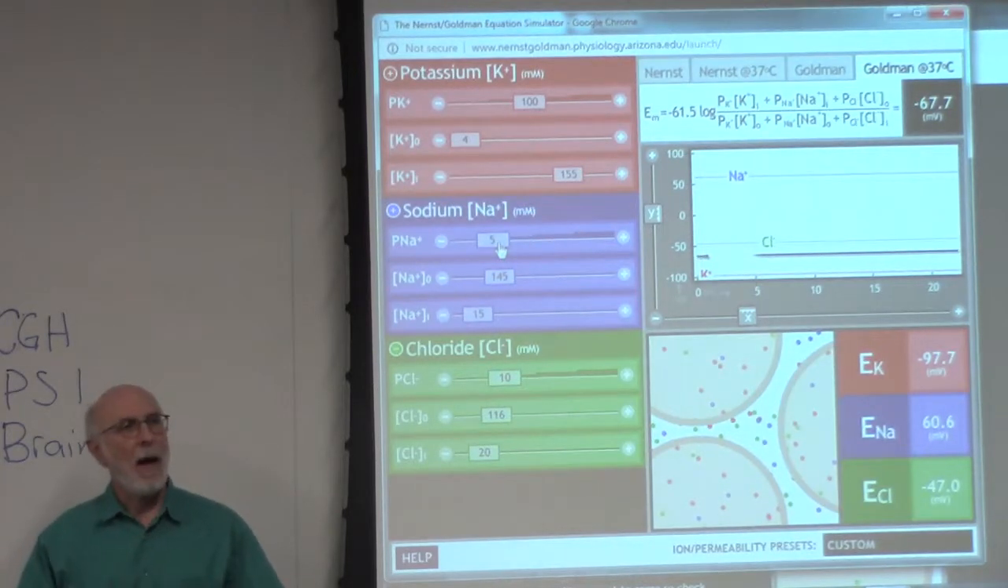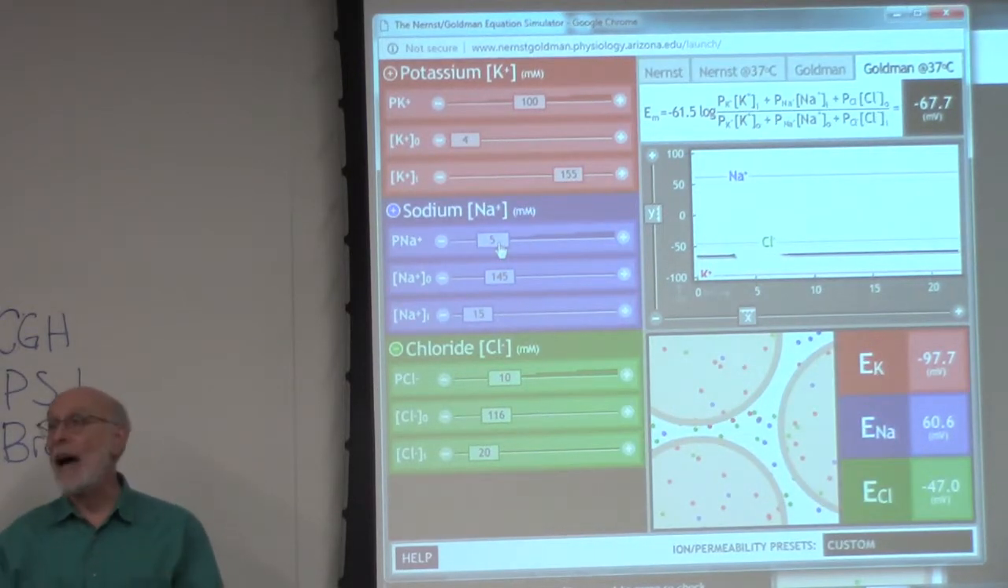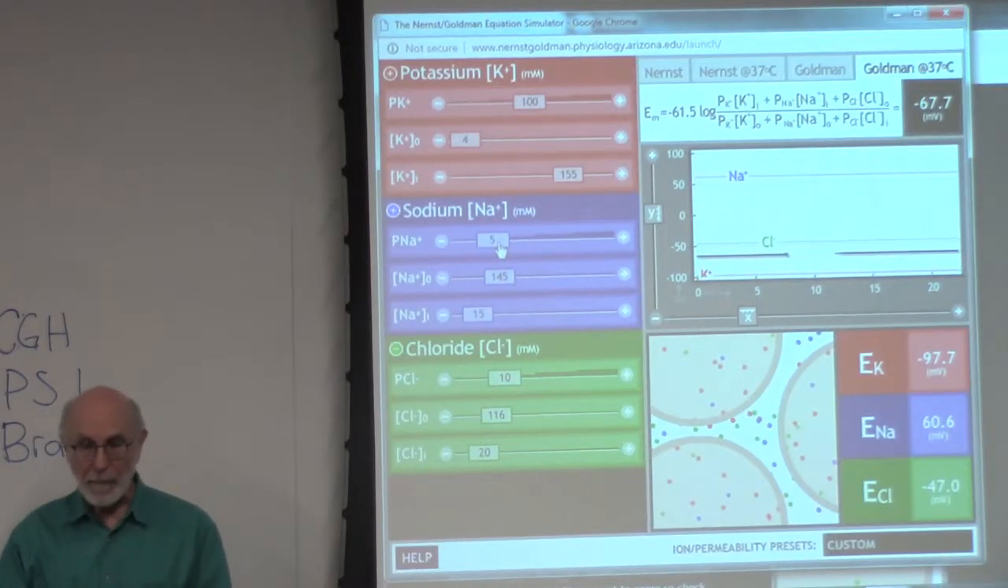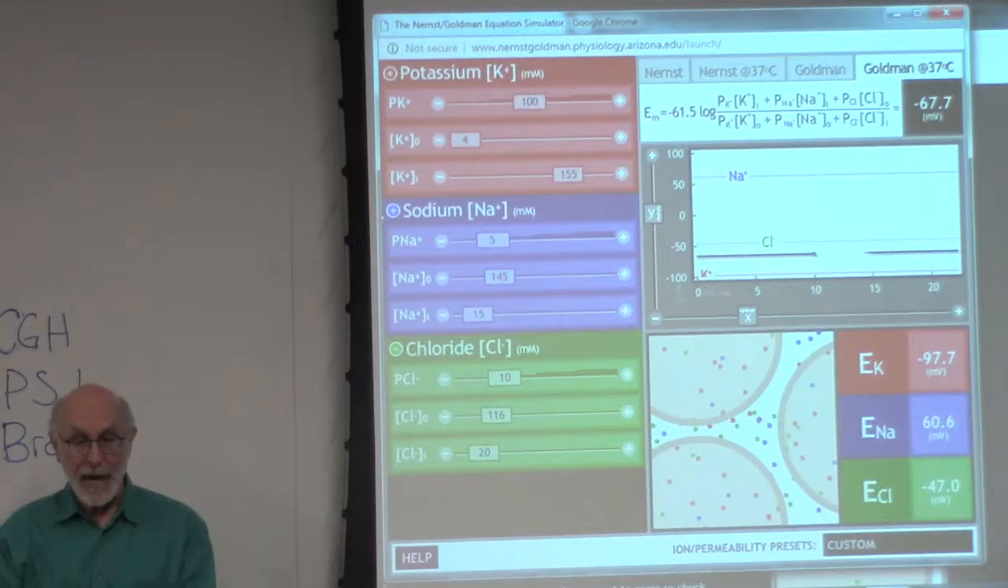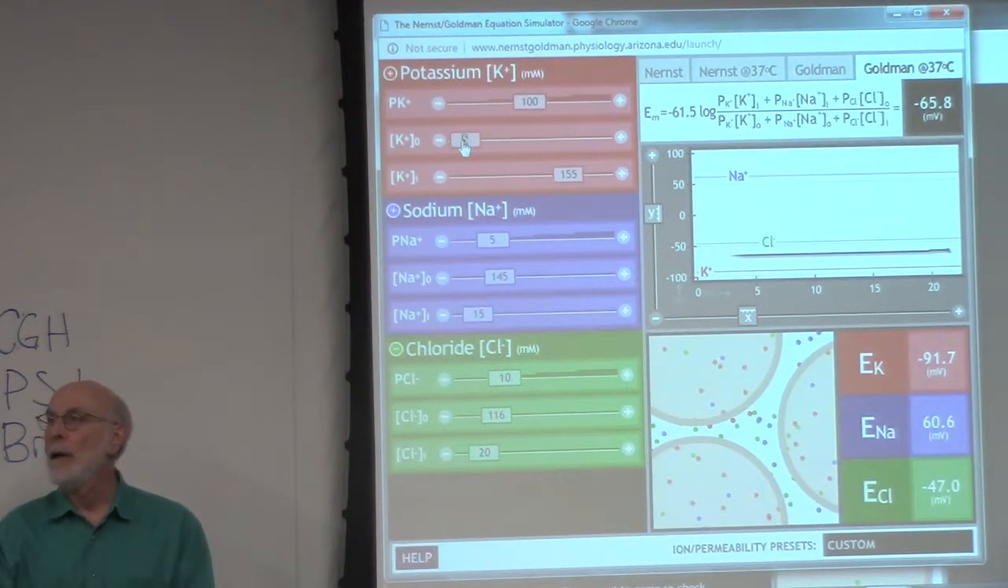I want you to learn about membrane potentials using this calculator. This is a calculator. That's all it is. If I ask you to change the potassium concentration, you'd say, well, which one? And you'd look at it and change the extracellular potassium concentration. And you change this number. If I ask you to change the chloride permeability, you would change this number.